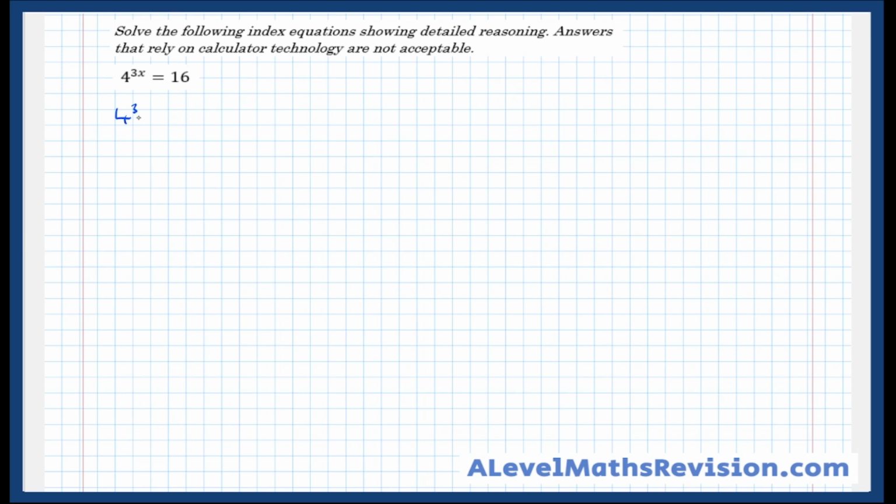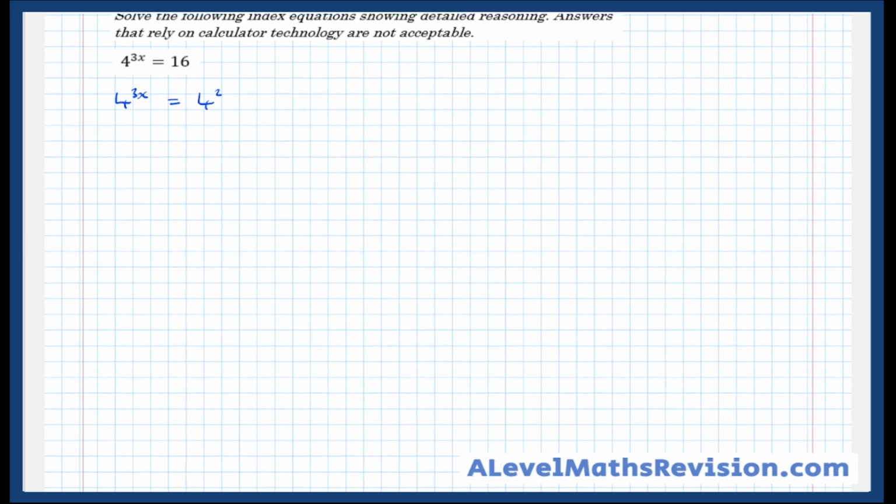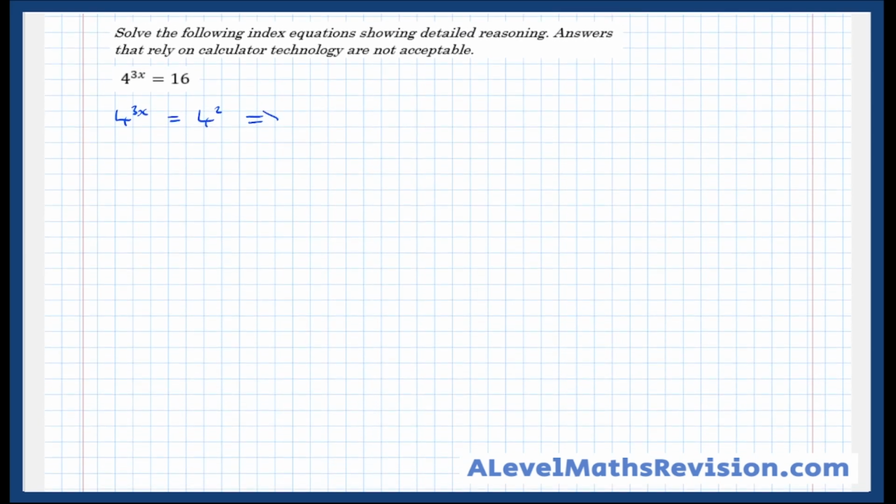So 4 to the 3x equals 4 squared. Now if the left hand side and the right hand side are truly equal, then the powers have to be equal to each other. So that means that 3x must equal 2, which means that x equals, in this case, 2/3. Let's try another.